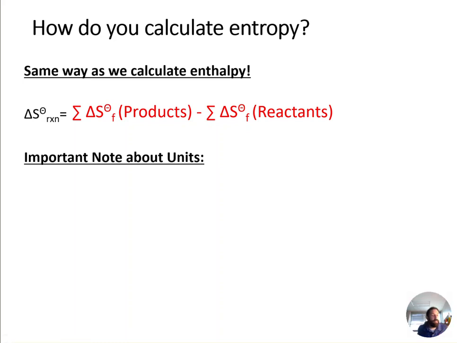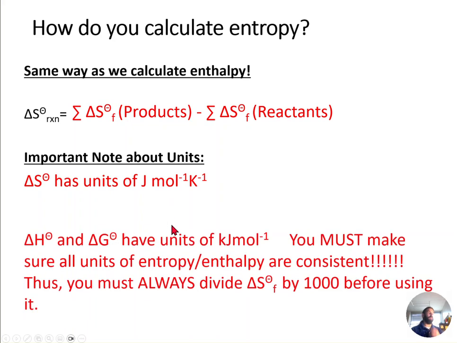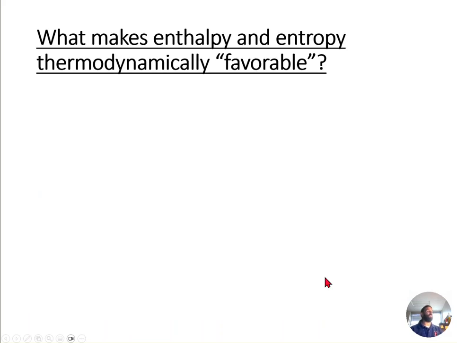All right, a very important note about the units. If you look in table 13, you'll see that delta S has units of joules per mole Kelvin. But delta H and this thing we're going to talk about next, delta G, both have units of kilojoules per mole. You have to make sure all the units of entropy and enthalpy are consistent. So you always have to divide that delta S value in the table by 1,000 before actually using it.